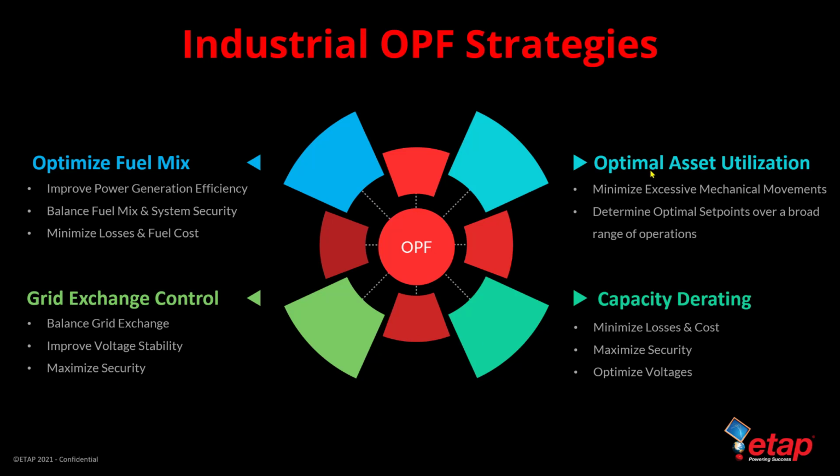We can also utilize OPF, just like with microgrid systems, for optimal asset utilization, where we are minimizing the excessive mechanical controls that may be used to optimize the system. And then we can also use OPF for capacity derating. So if there's temporary maintenance in the system, or there are other factors that are causing a particular asset to be derated, then you can set up OPF with various constraints and then optimize the flow within the network such that you are minimizing the losses and improving the system security.